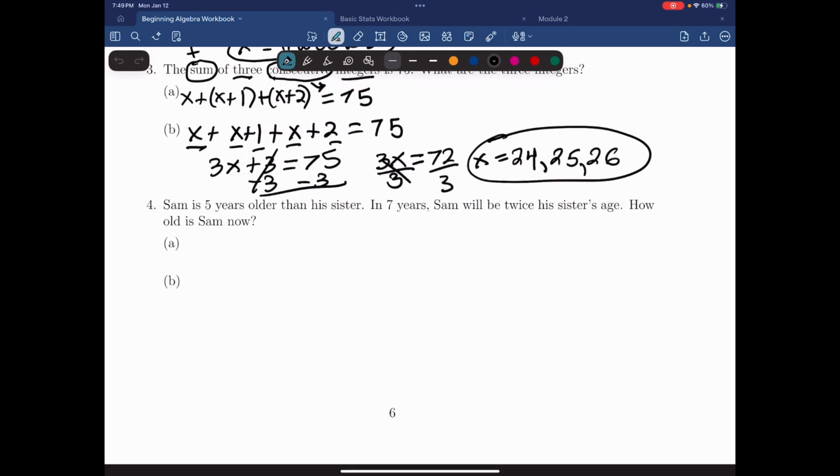Now, in example 4, we have: Sam is 5 years older than his sister. In 7 years, Sam will be twice his sister's age. How old is Sam now? So we have a little bit going on here. So let's take it one step at a time. So we first want to know, how old is Sam now? That's the question. That's what we want to know. So I'm just going to box that here.